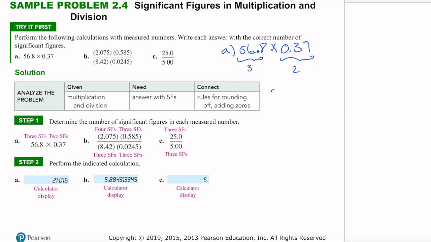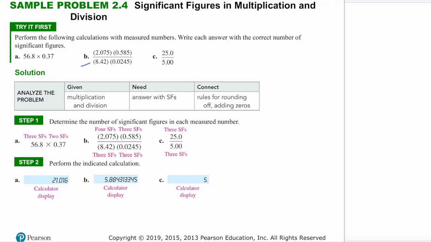Our calculator displays 21.016, and we need to round that to two significant figures, which means the 1 here would be our last significant figure. So we look to the right of it, which is 4 or less, it's 0. So we're going to round this number to 21. We keep the number to the left, the 1, the same. We keep the last significant figure the same because the number to the right of it is 4 or less. So our final answer would be 21.